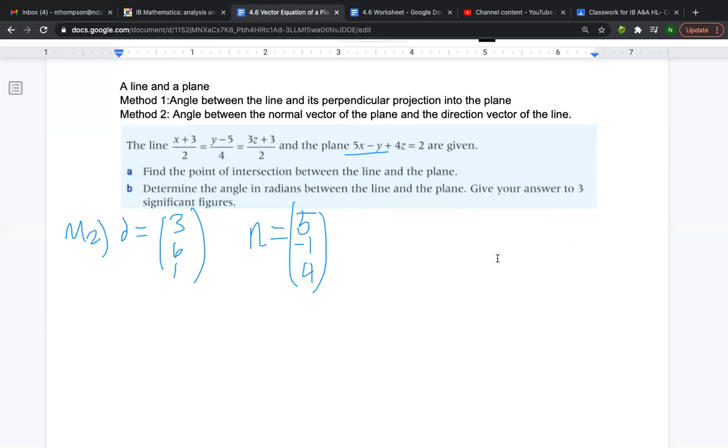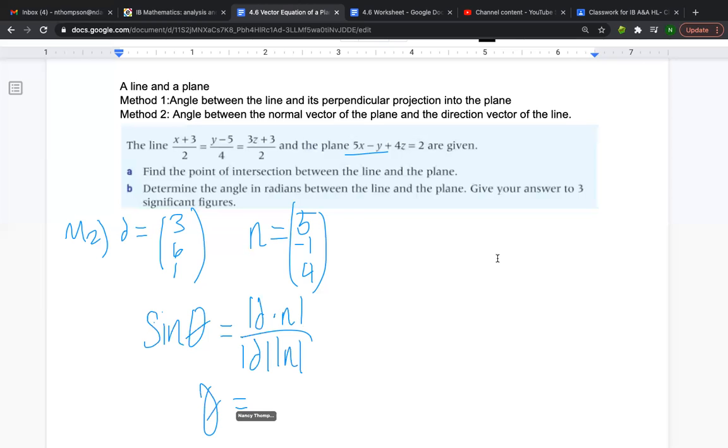Now, if I do both of these, I have two vectors, but it's not cosine theta. I have to use sine theta. And the reason why is because the angle between the line and the plane is complementary to the angle between the directional vector of the line and the normal to the plane. So I can use the same formula, but I have to use sine theta instead. So it would be d dot n over magnitude d times magnitude n, which still comes up with the same thing of theta is equal to 0.300.